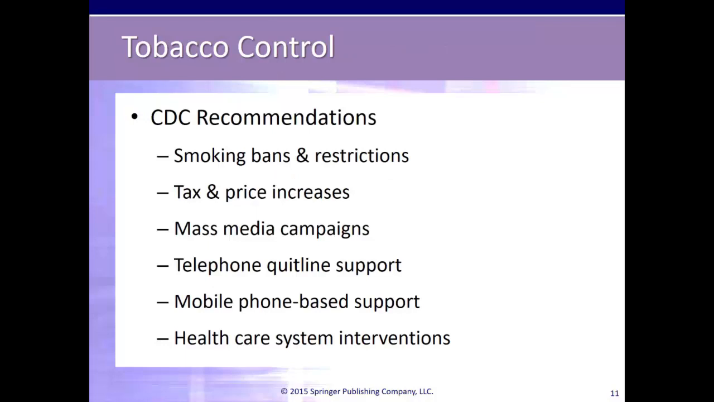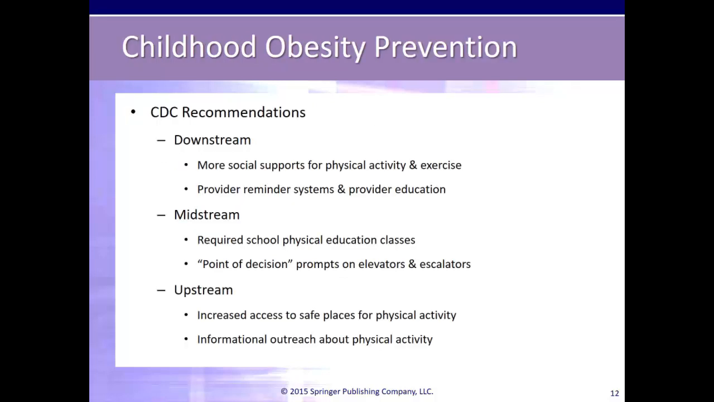The CDC Task Force on Preventive Community Services has recommended specific evidence-based interventions for tobacco control. These recommendations are midstream recommendations in comparison to the CDC clinical preventive interventions. These CDC recommendations are examples of childhood obesity prevention recommendations at the downstream, midstream, and upstream levels.